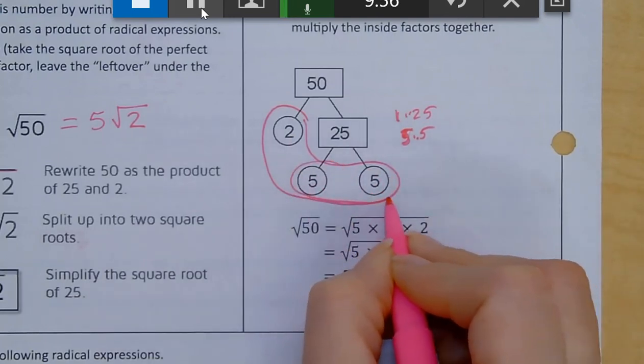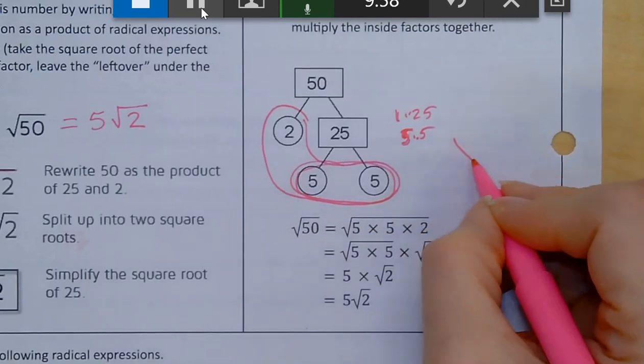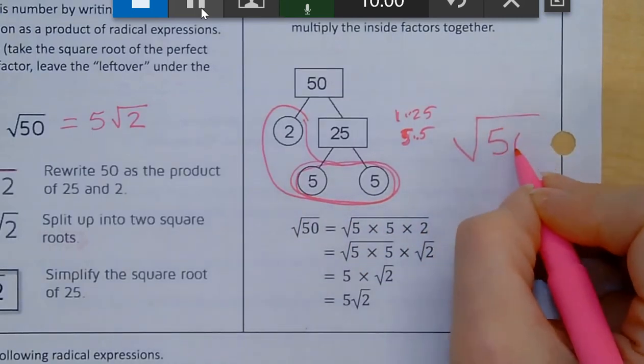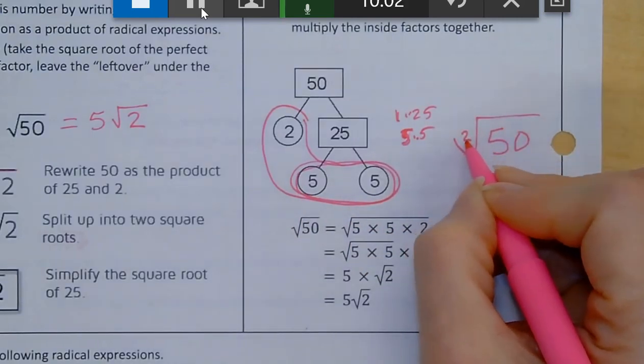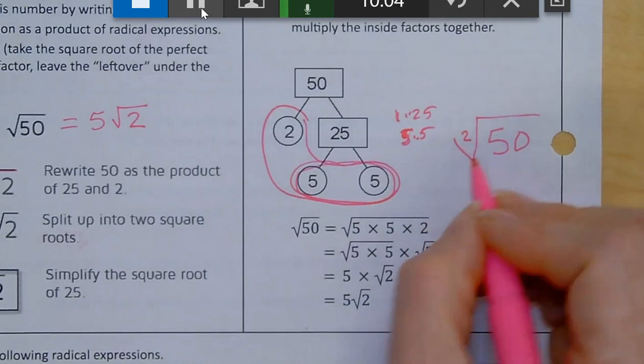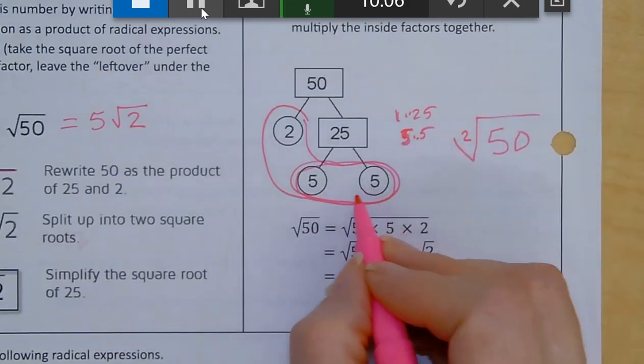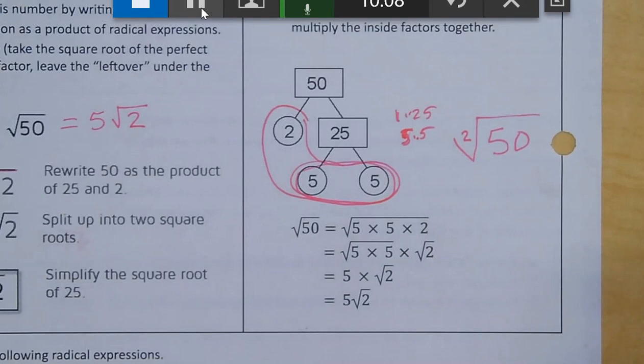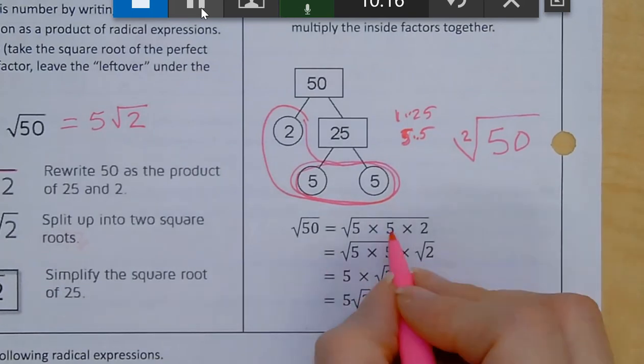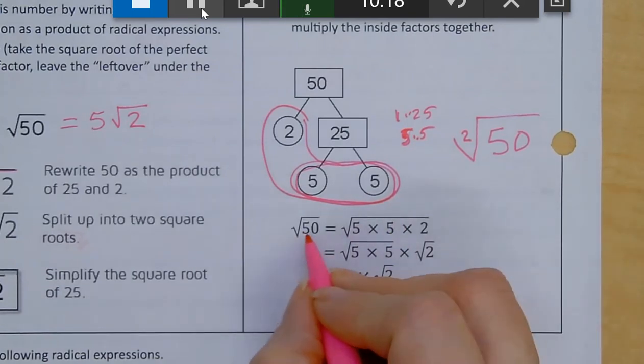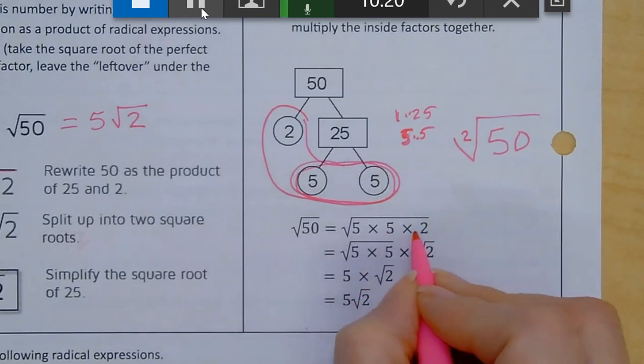If you're taking the square root, remember the square root of 50, there's really a hidden 2 here. So I'm looking for pairs, things that come in 2s. If I found a pair, I can pull one of the pair out of my radicand. I can pull it out from underneath that radical. Okay? I have 50 is 5 times 5 times 2.